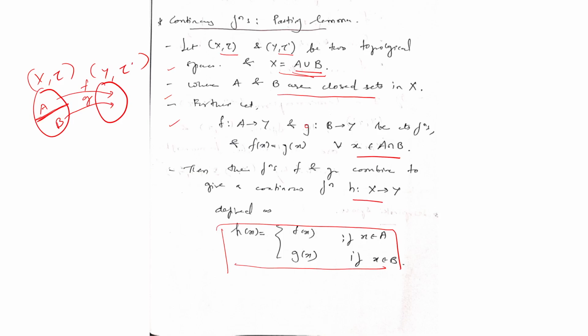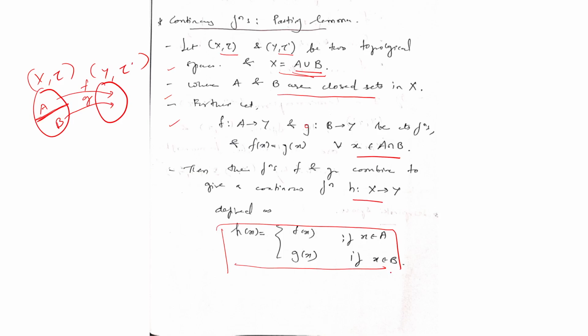Let's start with the continuous function, that is the pasting lemma. What is it? Let (X, tau) and (Y, tau dash) be two topological spaces and X equals A union B, where A and B are closed sets in X. Further, let f from A to Y and g from B to Y be continuous functions and f(x) equals g(x) for all x belonging to A intersection B. Then the functions f and g combine to give a continuous function h from X to Y, defined as h(x) equals f(x) if x belongs to A and g(x) if x belongs to B.